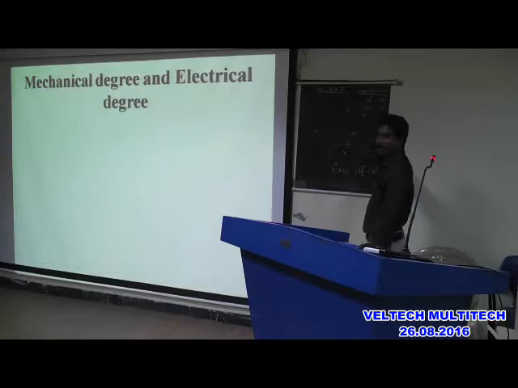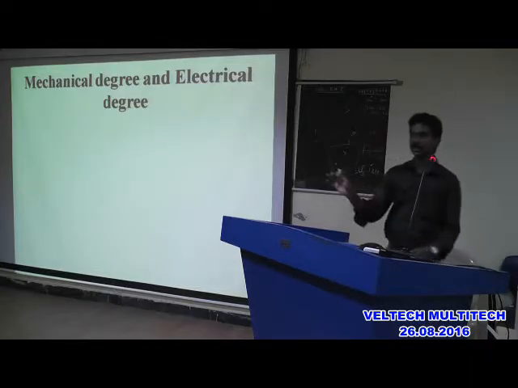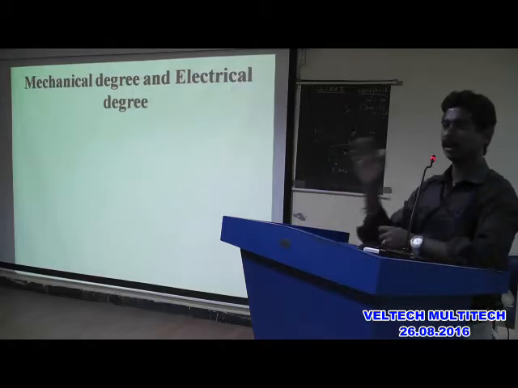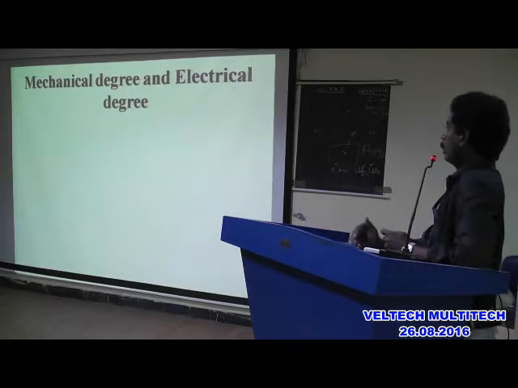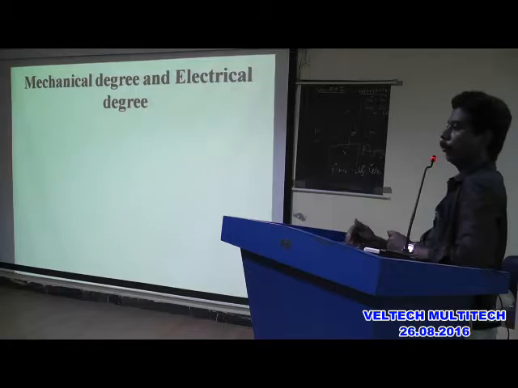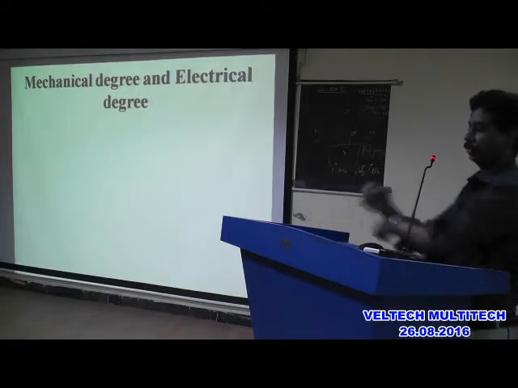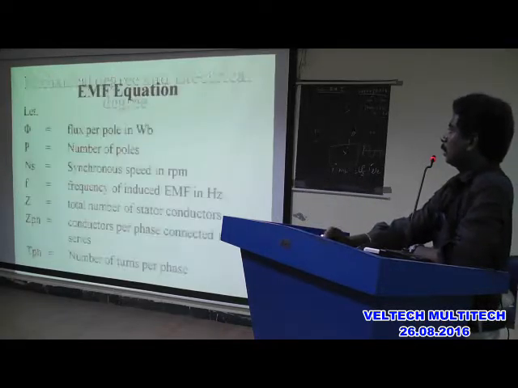So both the sides you can divide by 360. So what will happen? See here 1 degree mechanical, here 2 degree electrical. That means this equation is a generalized equation for all the numbers of pole. So 1 degree mechanical equals P by 2 degree electrical. This is the generalized expression.